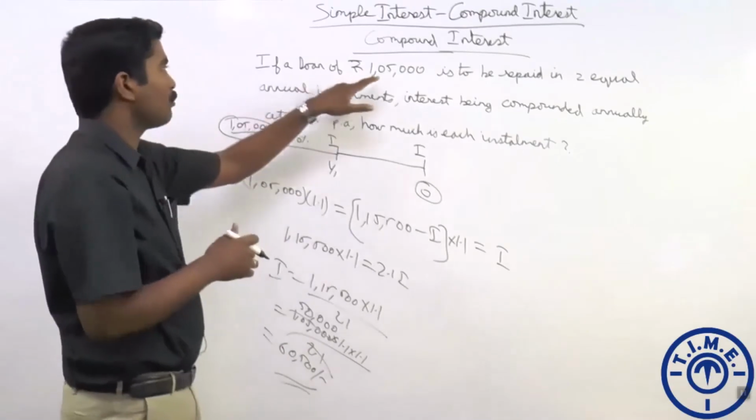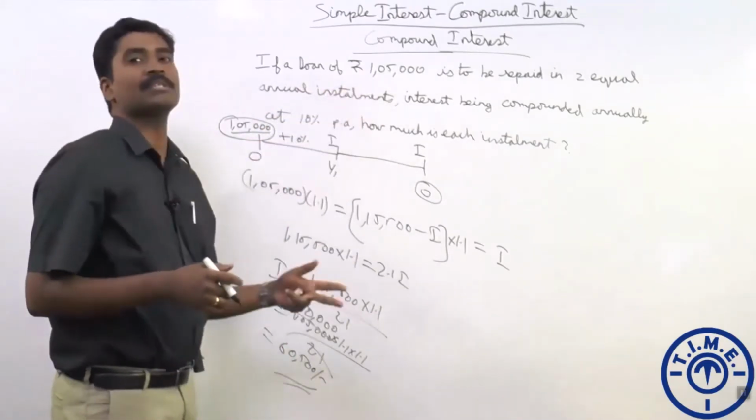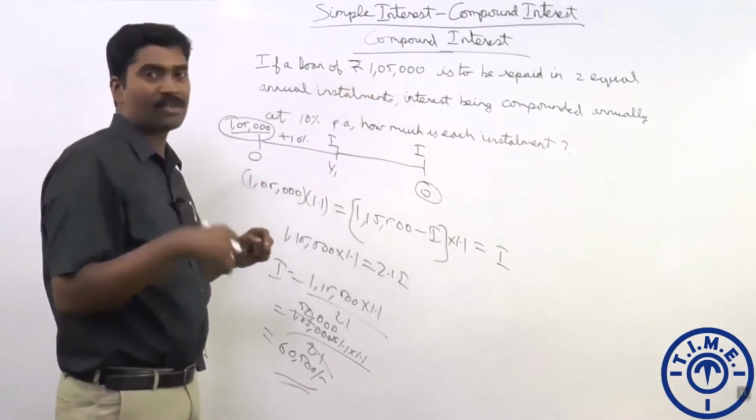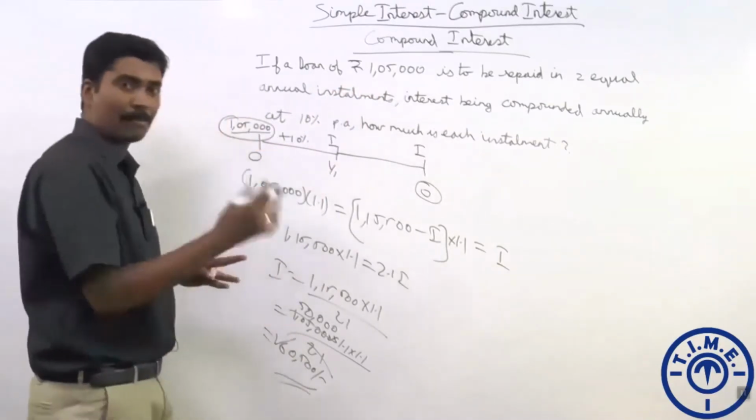Now when you think of it, the original amount that I borrowed was only 1,05,000, but I ended up paying 60,500 plus 60,500, which is 1,21,000. I'm paying the additional 16,000 as the interest for the 2 years, obviously. Some of it I'm paying at the end of this year itself, some of it I'm paying at the end of 2 years. So that's how we calculate EMI using the cash flow method.